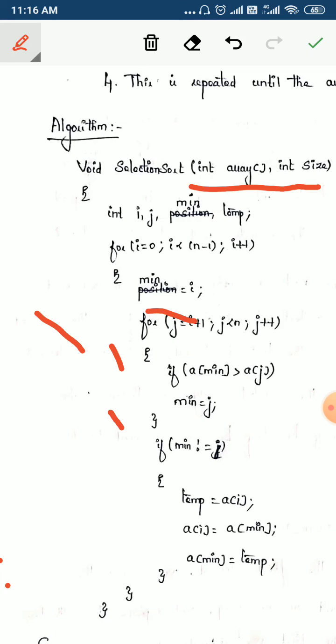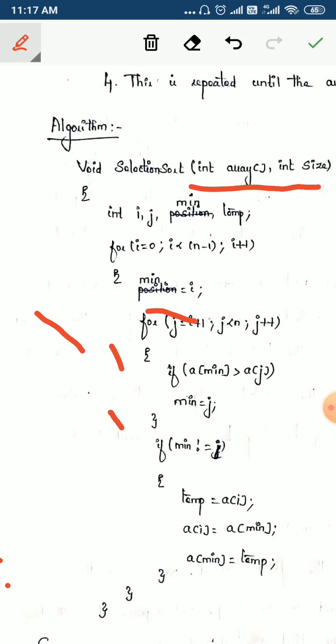I am assigning a of i's value. What is a of i? For currently i value is 0. So the zeroth index element is going to be stored in temp. And then the zeroth element, we are assigning with a of min position. So now the min position value is changed with current j, not current j, the j having the minimum element, right?